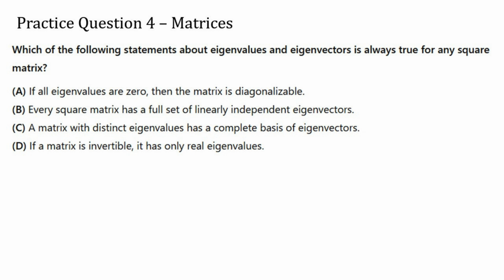Practice question 4. Which of the following statements about eigenvalues and eigenvectors is always true for any square matrix? A. If all eigenvalues are 0, then the matrix is diagonalizable. B. Every square matrix has a full set of linearly independent eigenvectors. C. A matrix with distinct eigenvalues has a complete basis of eigenvectors. D. If a matrix is invertible, it has only real eigenvalues.